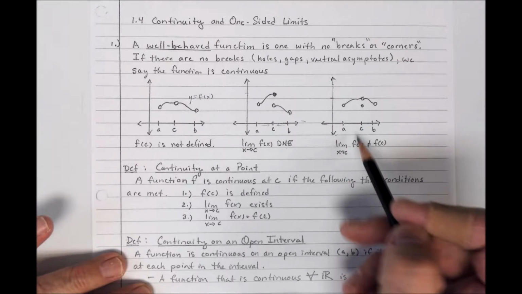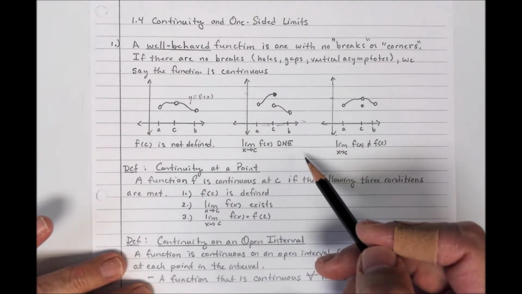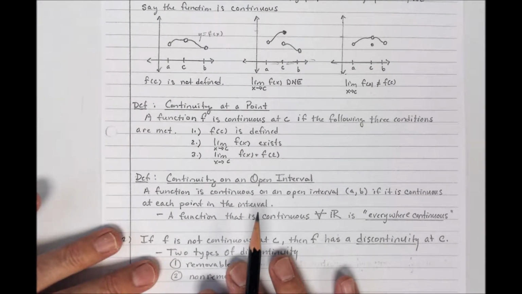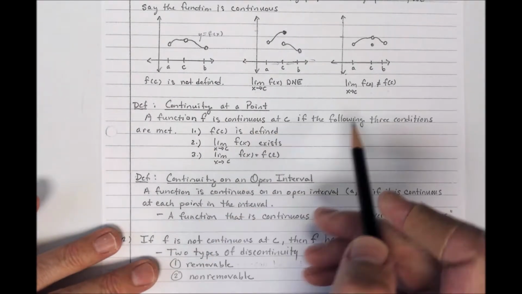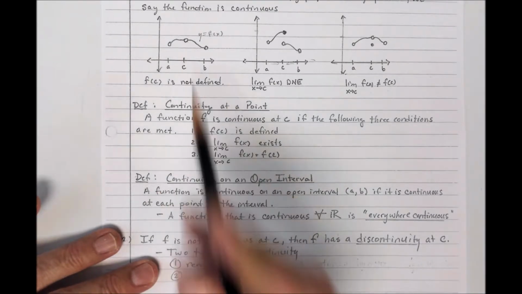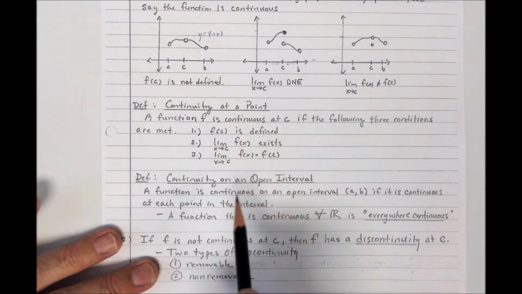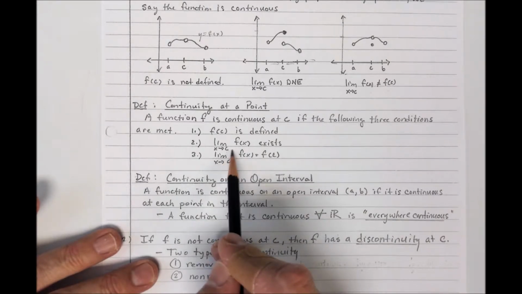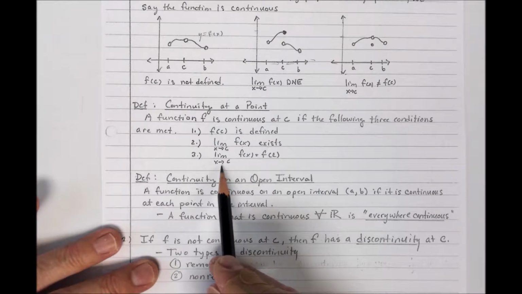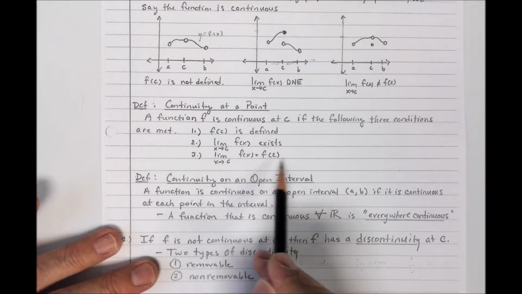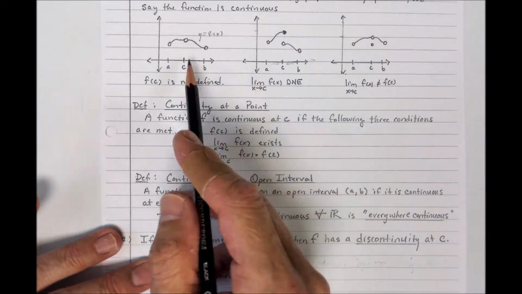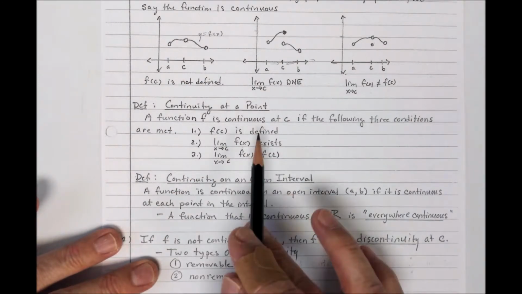We can talk about what it means to be continuous at a point. So here's our definition. Continuity at a point. A function f is continuous at c if the following three conditions are met. That f of c has to be defined, right? That's what wasn't happening here. That the limit as x approaches c of f of x has to exist, which didn't happen here. And that the limit as x approaches c of f of x has to equal f of c, which is what didn't happen over here. So if we can fix these three things, then we have continuity at that point.